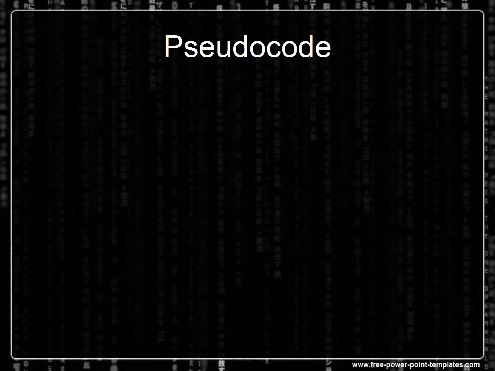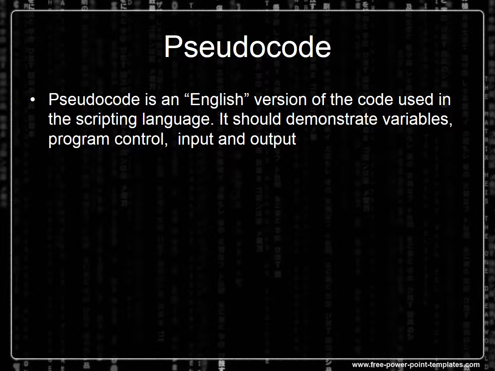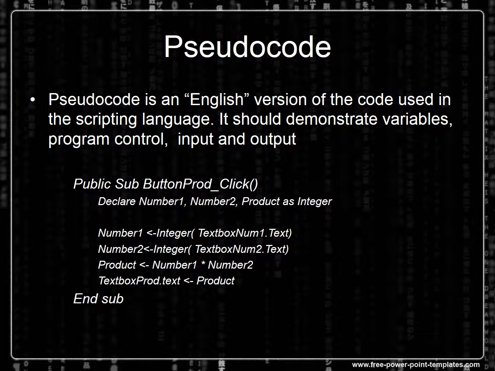Finally, once we've done that, we need to plan the actual code of how we're going to get the program to work. And this is, as we said, in the English version, which indicates things like the variables, the program control, and where information goes in and out. So if we have a look at the pseudocode, we can see it's public sub button prod underscore click. In other words, when you click button prod, do the following things.